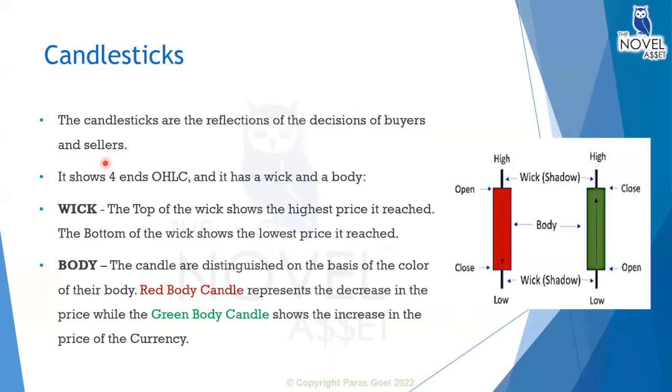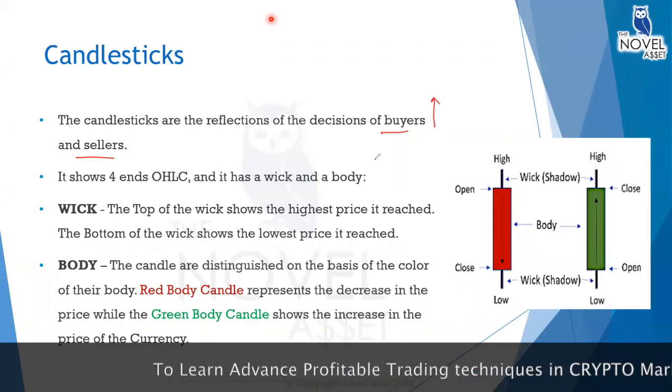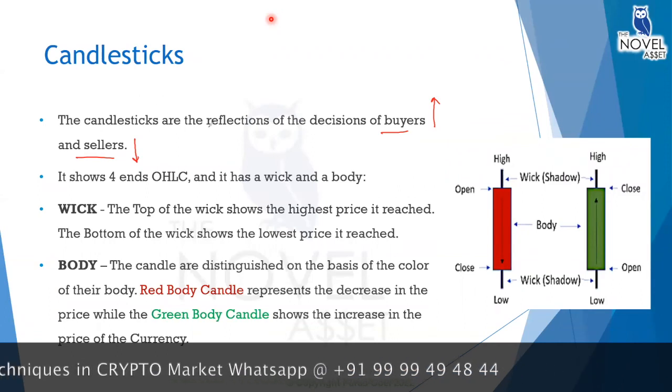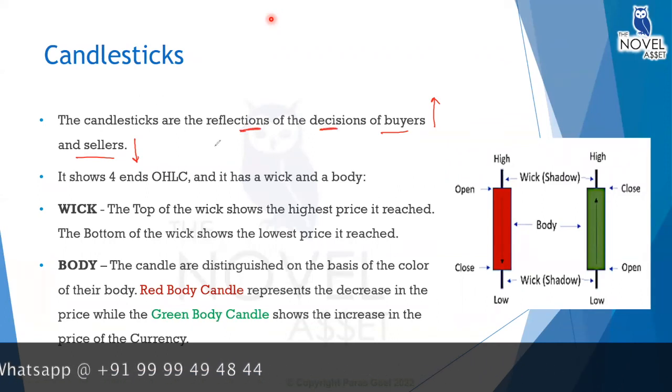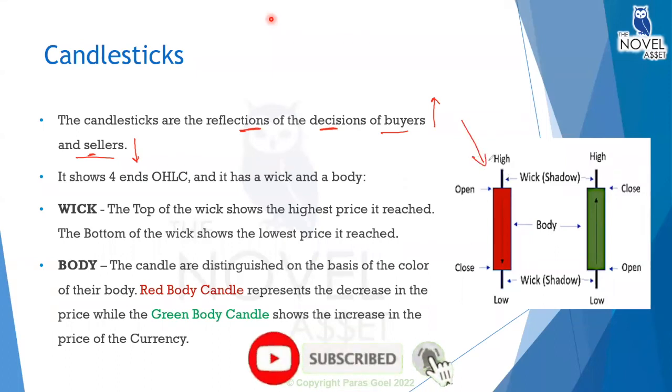Okay, whatever decisions the buyers and sellers make, who are the two participants of the market? Who are the two participants of any financial market related to crypto, forex, or stock? They are buyers and sellers, right? If the price is increasing, who is actually winning? The buyers are winning, right? And if the price is decreasing, who is winning? The sellers are winning. Okay, so candlesticks are basically the reflections of the decisions of the buyers and sellers. Whatever decisions they have taken in the whole day, the major buying and selling is denoted by a single candle. So if the price has decreased for the whole day, that means the sellers dominated the whole day, right?